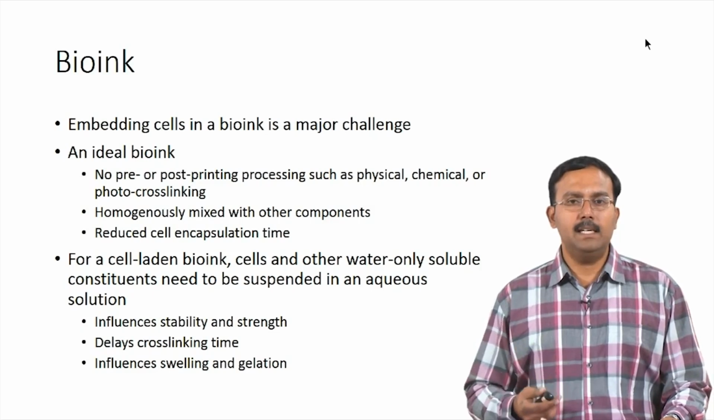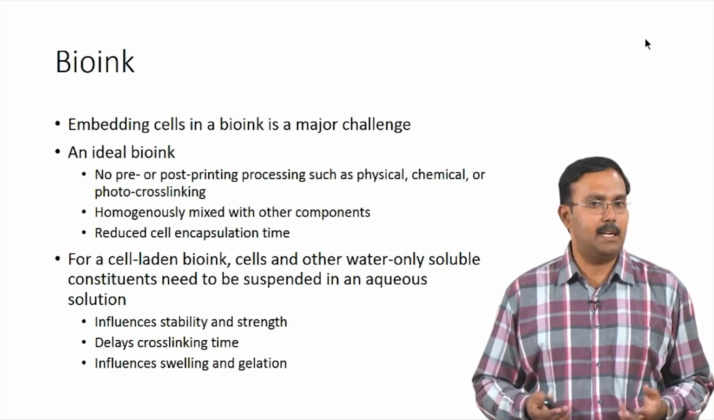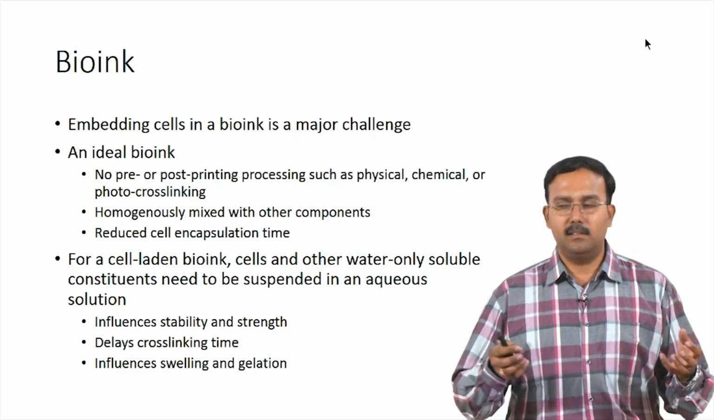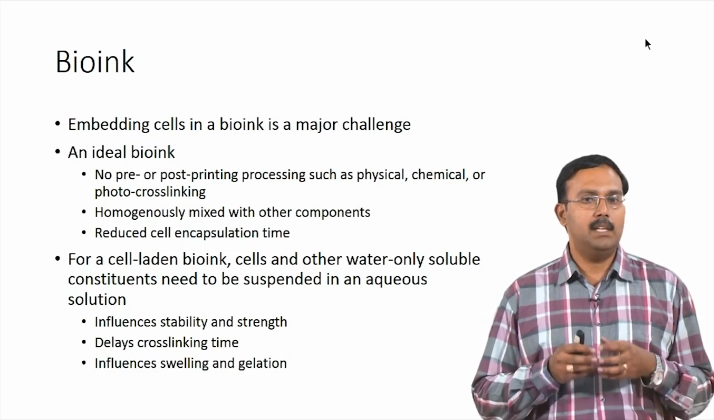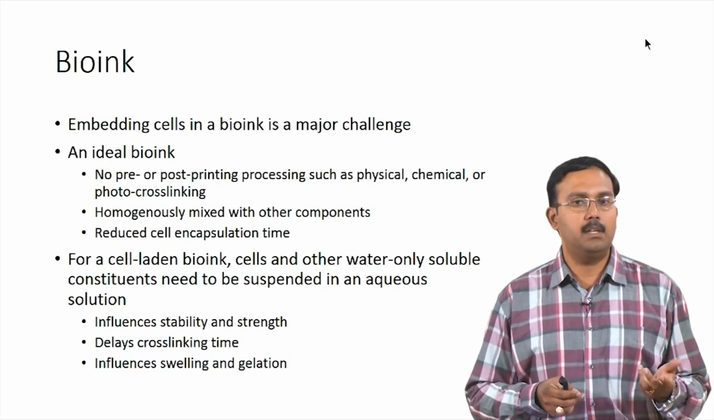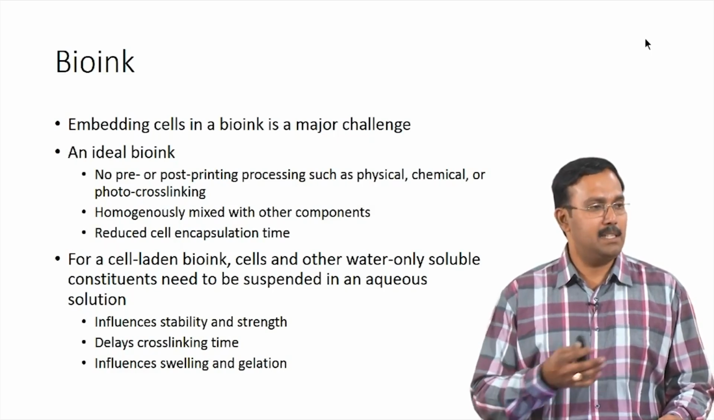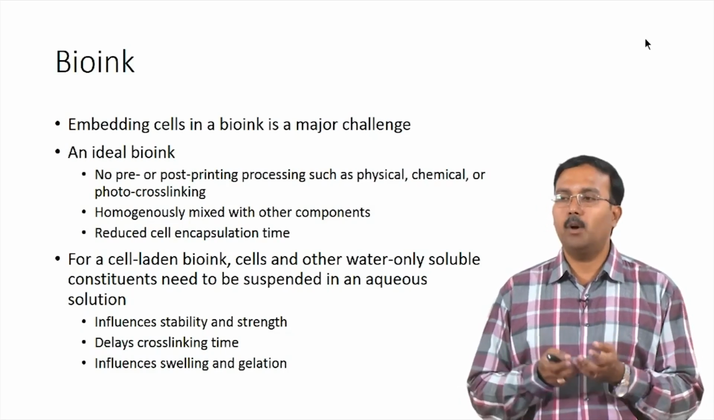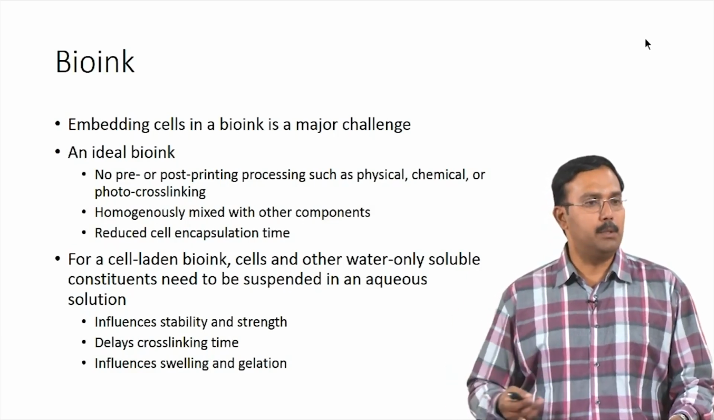For creating a cell laden bio ink, cells and other water soluble components are usually suspended in an aqueous solution, and the concentration in which it is being dispersed and the other components which are loaded can actually have a serious effect on the stability and the strength of the final construct which is printed. It can also delay the cross linking time. It will obviously affect the swelling and gelation properties. So, while you are preparing these inks, preparing the appropriate aqueous solution also plays a role. It is not just about the polymer you use.